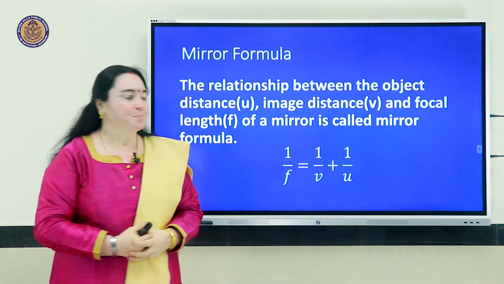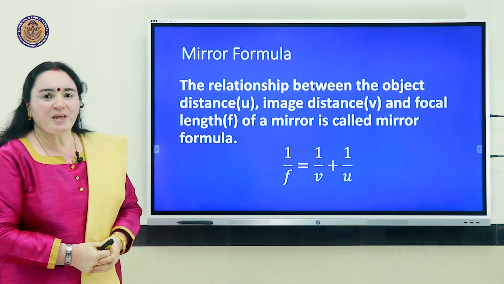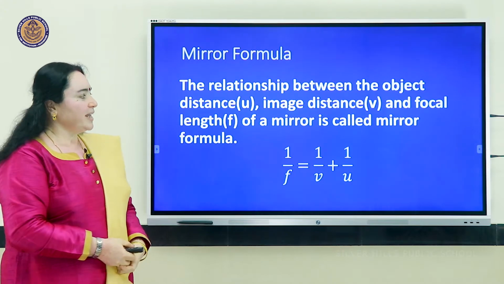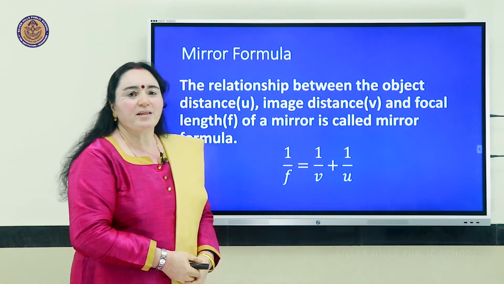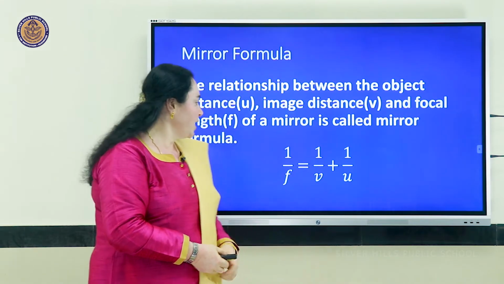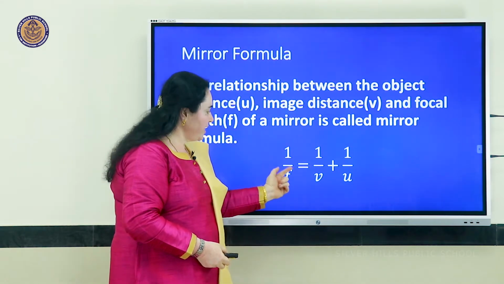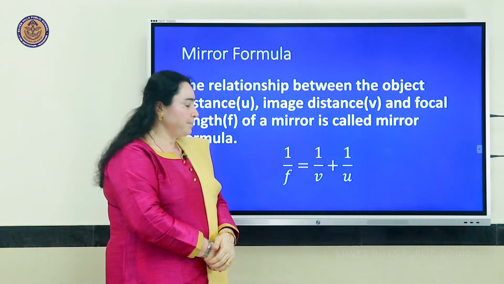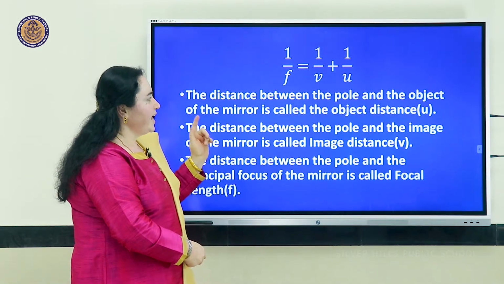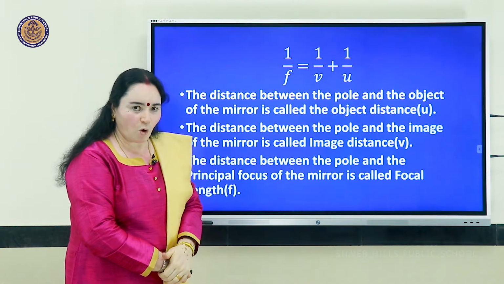Mirror formula. The relationship between the object distance, image distance, and the focal length of a mirror is called the mirror formula. And the mirror formula is expressed as 1 by f is equal to 1 by v plus 1 by u. Now, what do f, u, and v stand for?